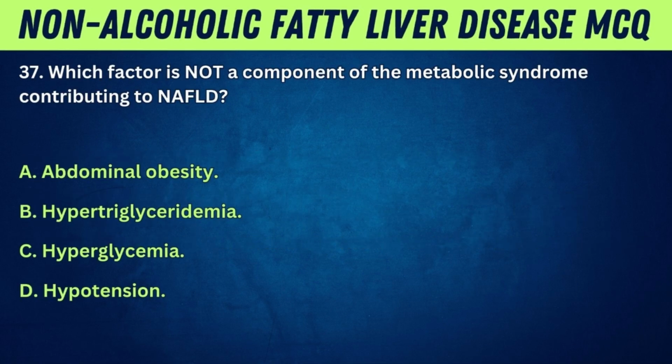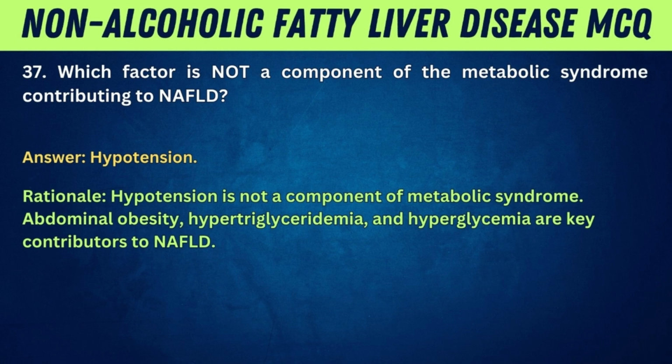37. Which factor is not a component of the metabolic syndrome contributing to NAFLD? A. Abdominal obesity. B. Hypertriglyceridemia. C. Hyperglycemia. D. Hypotension. Answer: hypotension. Rationale: hypotension is not a component of metabolic syndrome. Abdominal obesity, hypertriglyceridemia, and hyperglycemia are key contributors to NAFLD.